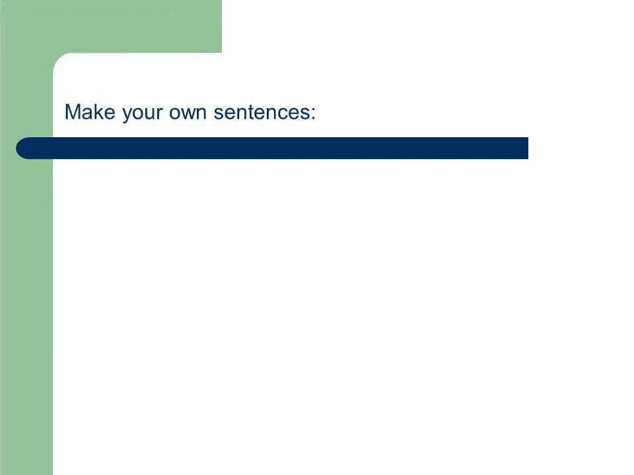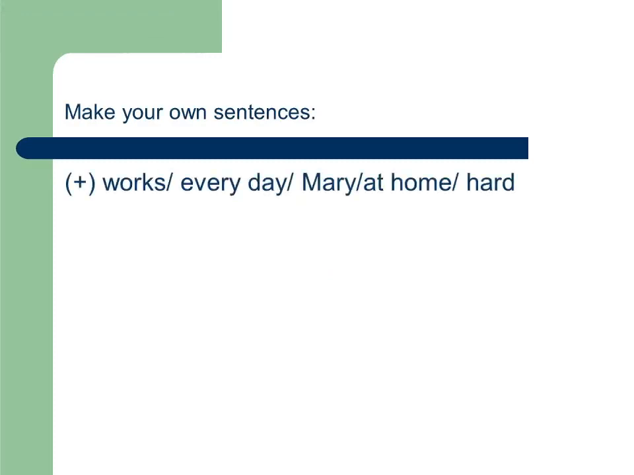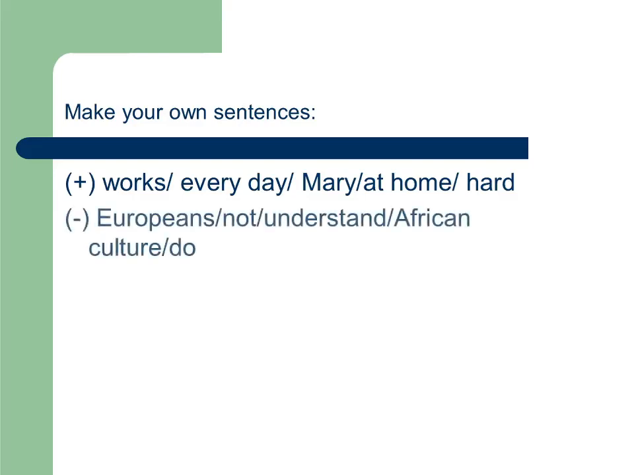So we are just going to wind up our class. Before that, you have a task here. Make your own sentences. Works every day, maybe at home hard. You can look at first which verb it is, which type of sentence it is. Works every day, Mary at home hard. Yes, it is a positive sentence. As you know, it's a positive sentence. Why is it a positive sentence? Because there is no not in this sentence. So it is positive.